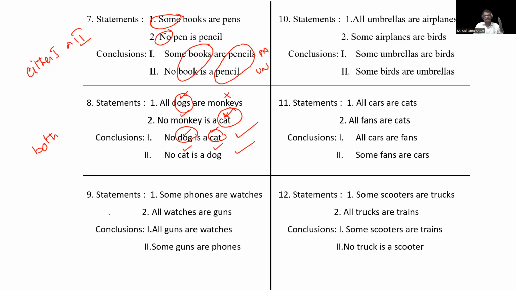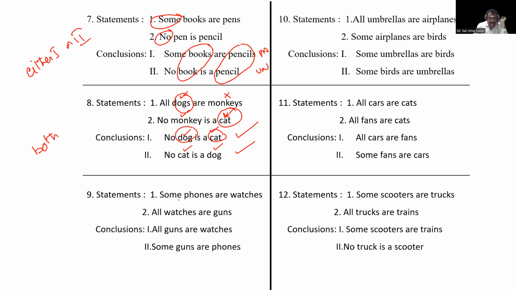Right? Now go to the 9th one. Some phones are watches. That means some watches are phones, not there. All watches are guns. Some watches are guns. Some guns are watches, not there. So there is no immediate inference for the 9th one.